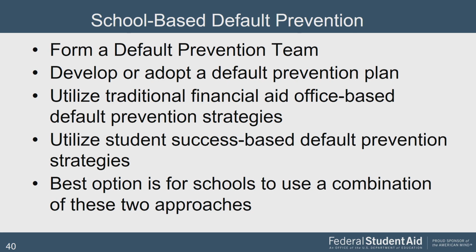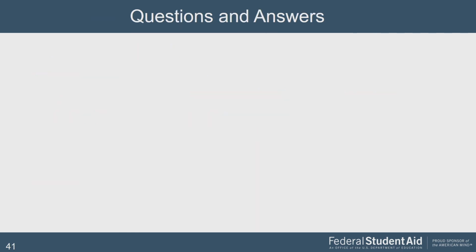But develop that plan, come up with some strategies. Utilize student success based on your default prevention strategies. The best option for schools is to use a combination of those 2 approaches, folks: your good things that are working for you, in addition to your data analysis and your development of your plan with those activities that are required in this Code of Federal Regulations 668.217 plan. Make sense? Clear as muddy water?